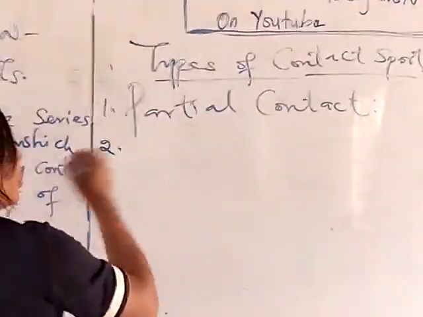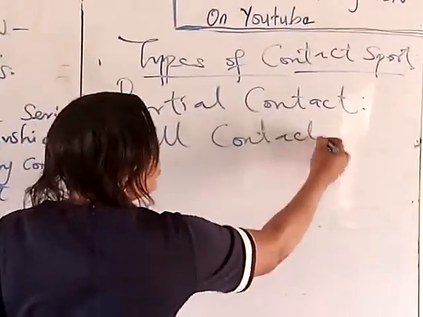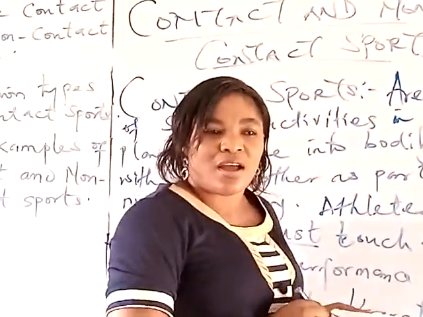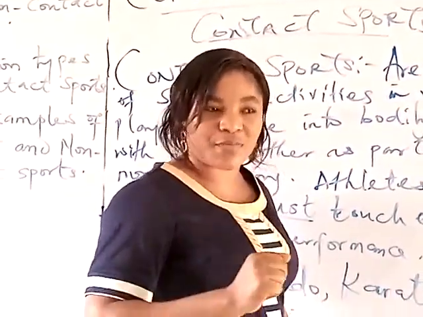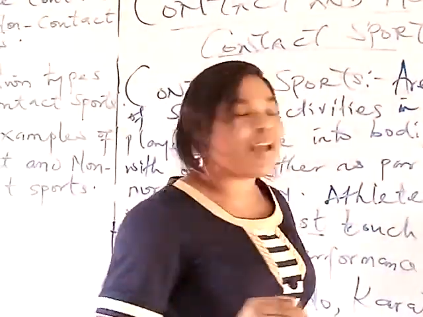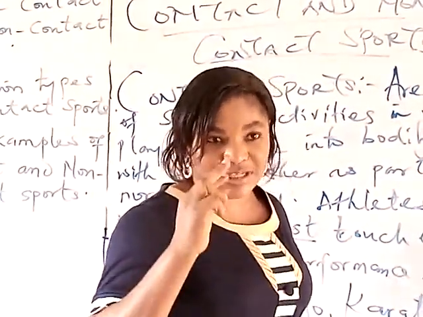The second one is full contact. Those are the two major types of contact sports: partial contact and full contact.